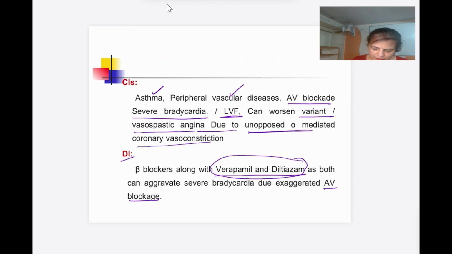So these two are important questions. Why are beta blockers not to be given with calcium channel blockers? Why is a beta blocker not given with verapamil and diltiazem? If we want to use a beta blocker with a calcium channel blocker, we can use the dihydropyridines. So this is all about the beta blocker.